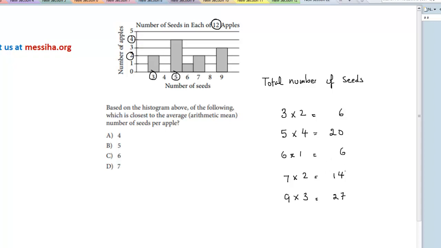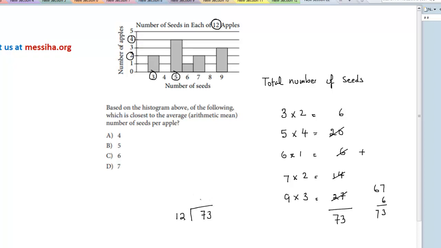So now I can say if I add all of them, I will get the total number of seeds. So I have 6 and 14, 20, 20 and 20 equal 40, 40 and 27, that means 67, and 6, that means 73. So 73 seeds distributed on 12 apples. So if I need to know the average, I take the 73 and I divide it by the 12 apples.